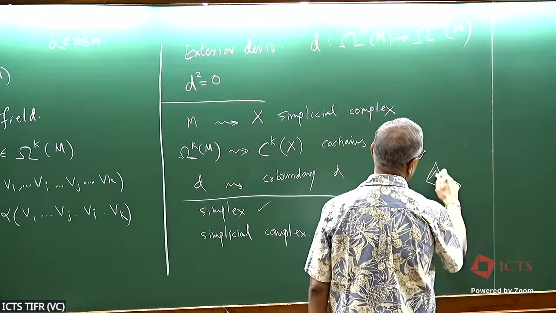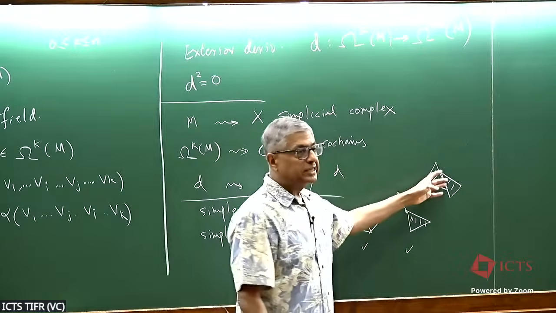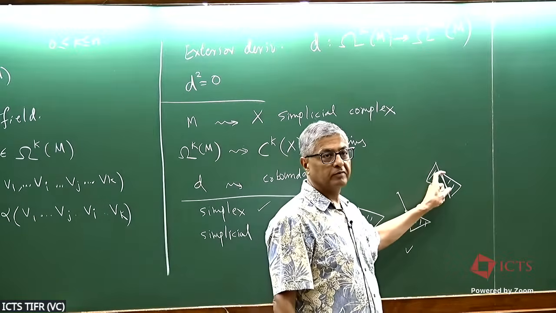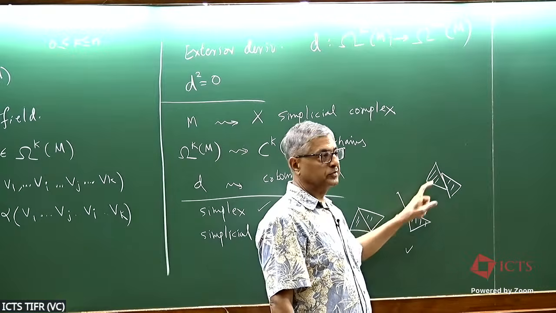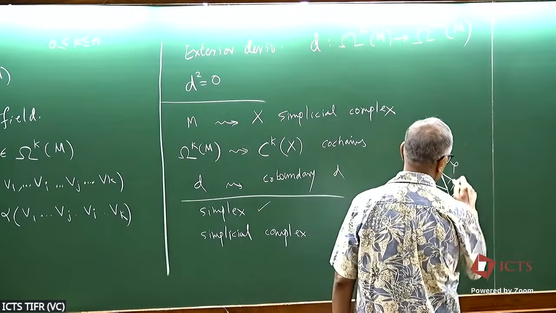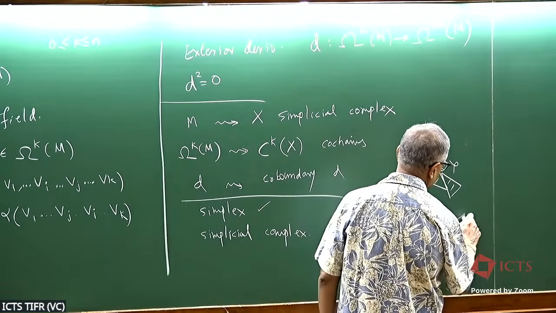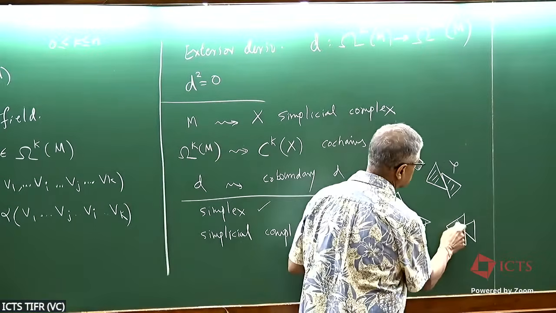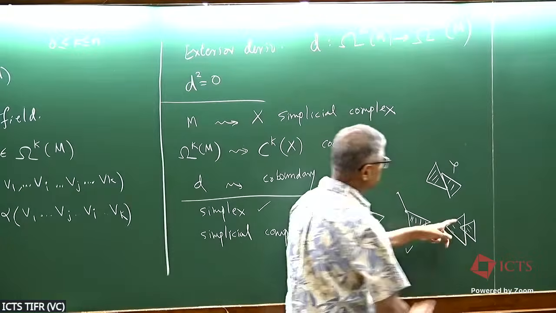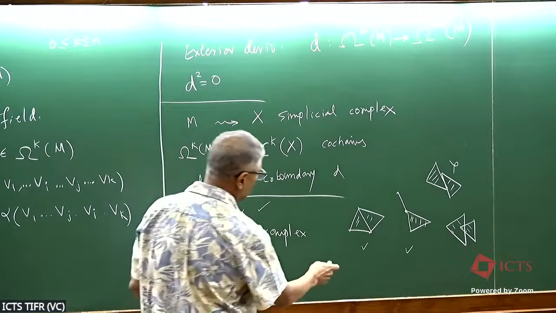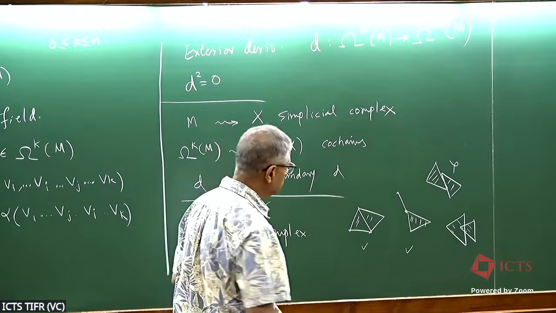So if I take these 2, then their intersection is not a face of both of them. The intersection is this part, which is neither a face of this nor a face of that. You're not allowed, so this is not okay. You are not allowed something like that, again, because the intersection is this region, which is not a face of both of them. You're also allowed, yeah, so all these are valid things.